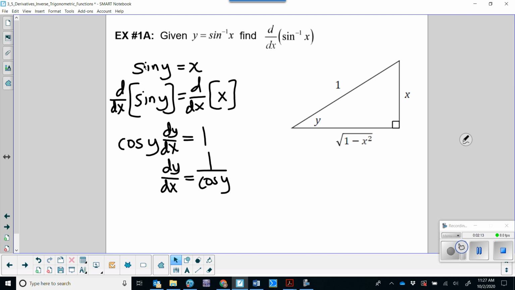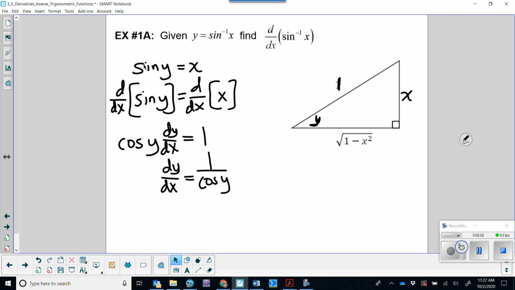We're going to use this triangle over here to help us figure out a way to get this in terms of x. So cosine of y, so we're talking about this angle right here. From the fact that y equals sine inverse of x, sine of y equals x over 1, and sine is opposite over hypotenuse.